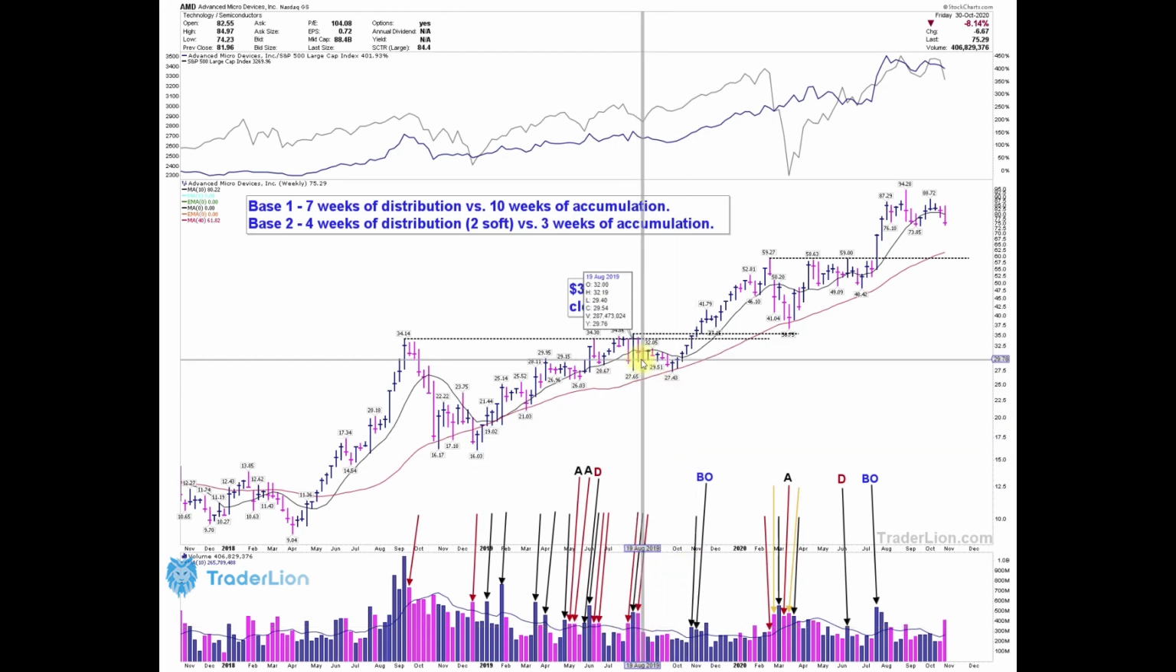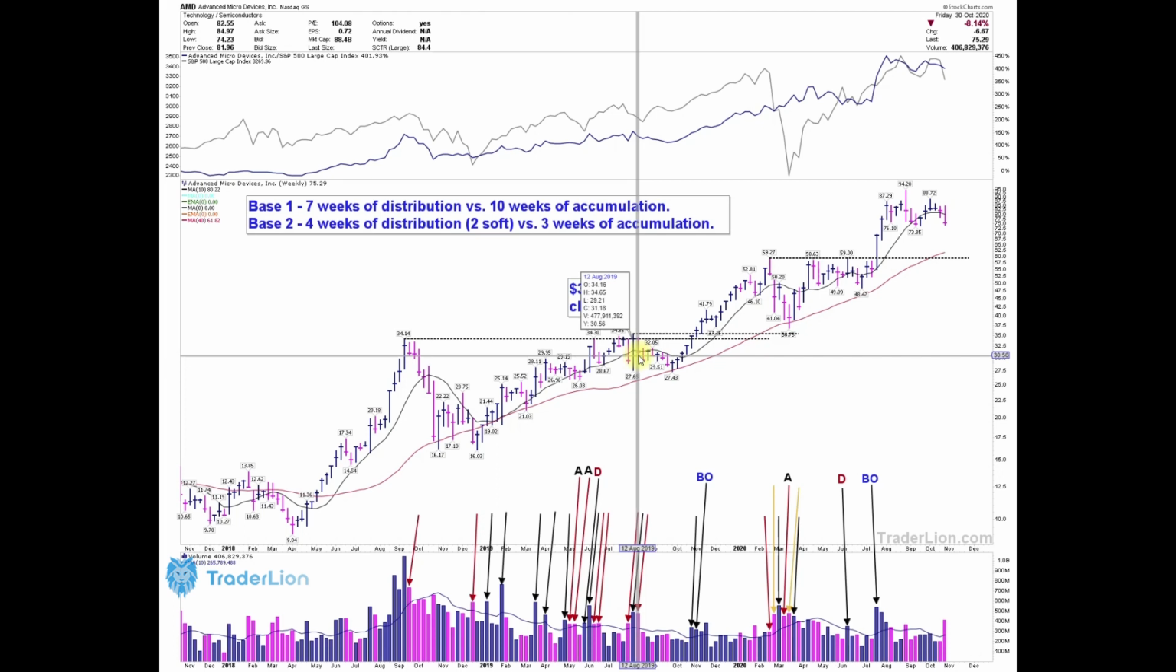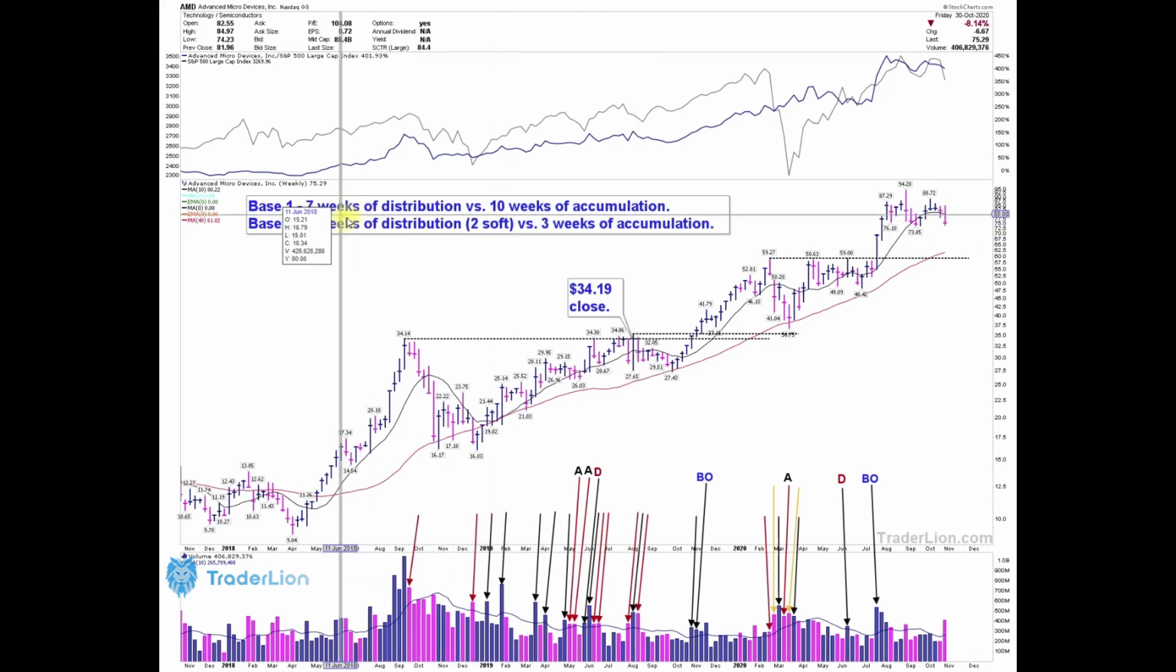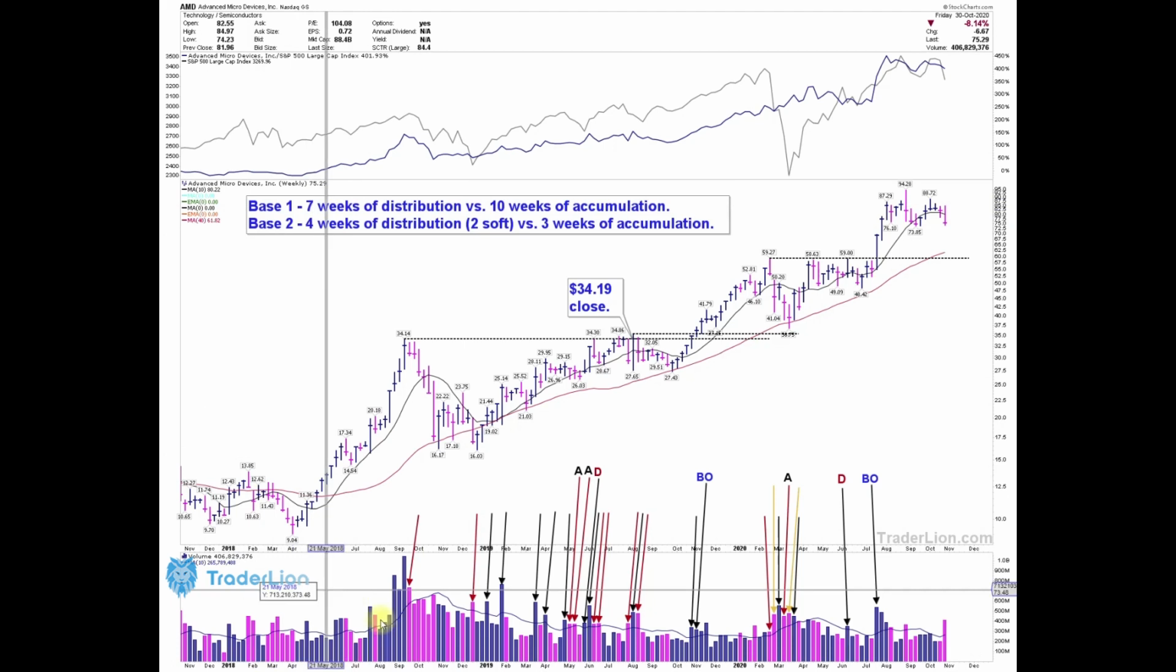It closes in the lower half and below its 10-week, although again, you could mark that as soft distribution. It's probably close to 40% off its lows there, but for this example, it has closed in the lower half and below its 10-week line, which is significant, so we're leaving that as distribution. That is how we get 7 weeks of distribution in our first base.